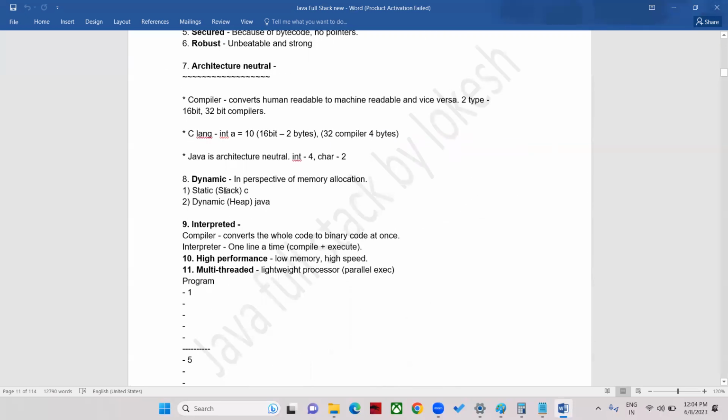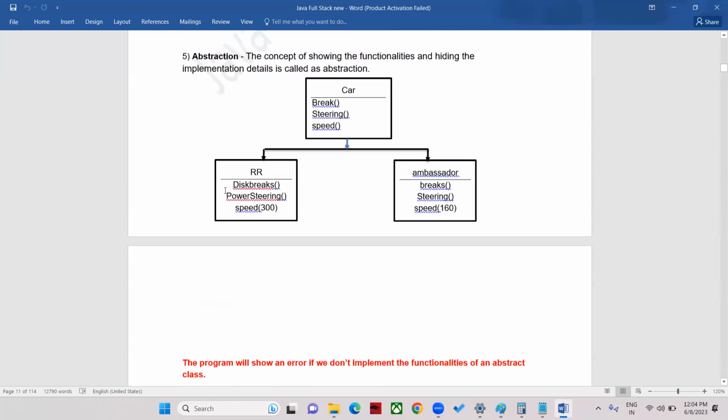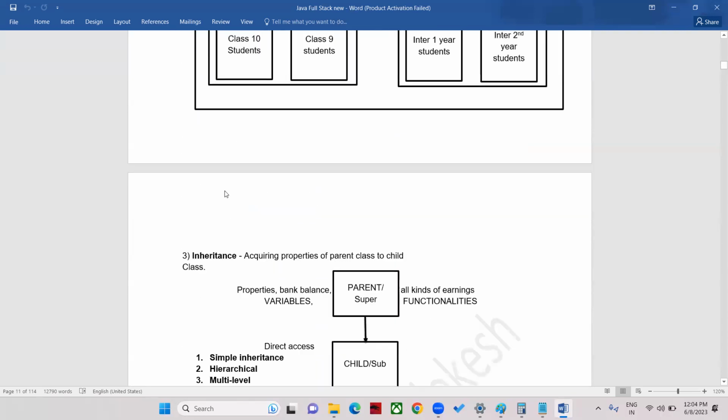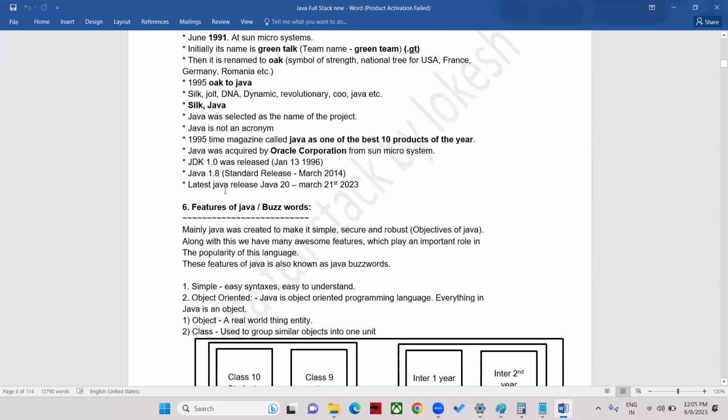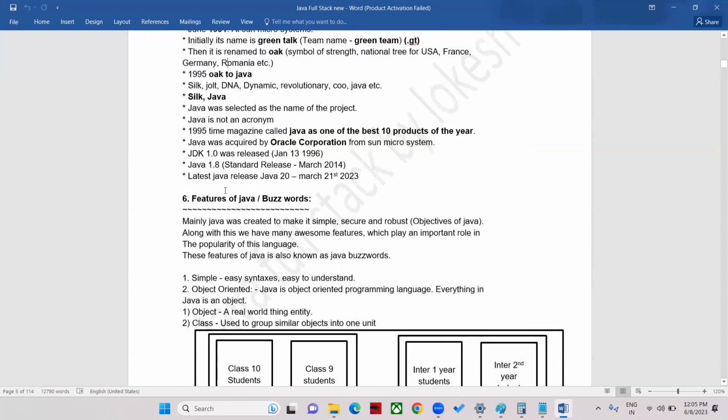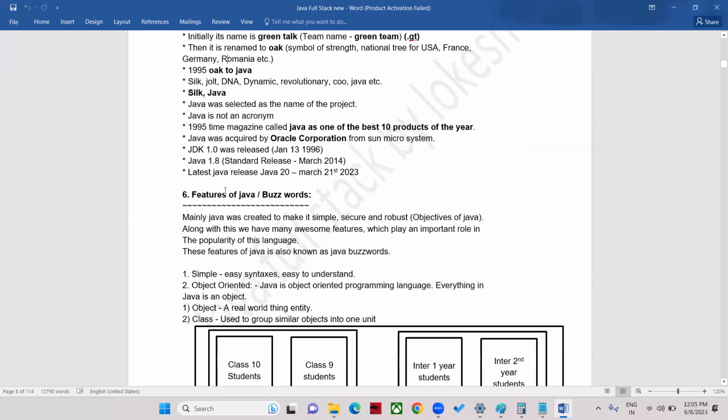So very important. Features means nothing but buzzwords. Whenever you want to learn something, you must be adept with these words, right? Terminology. So first, the terminology should come. Terminology is also called buzzwords, okay?